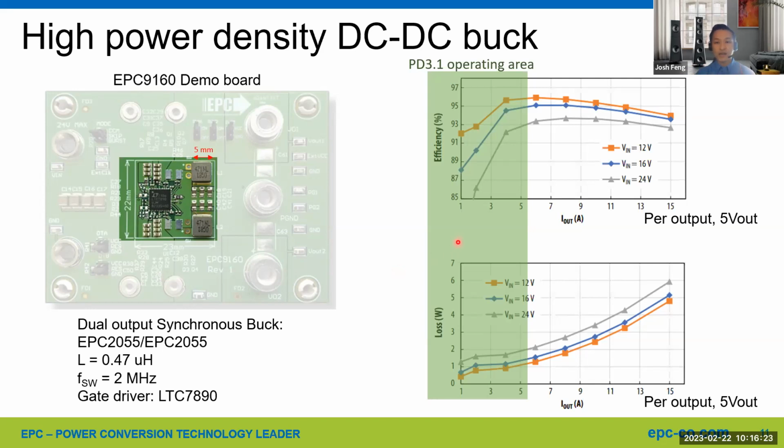On the right-hand side, we highlight the most likely PD operating area, which is typically up to 5 amps. In this case, you're able to get a good 93% efficiency from, for example, 24-volt or higher input voltage to 5-volt output, and the power loss is about 2 watts or less. If you want to improve efficiency further, you can potentially reduce the switching frequency.